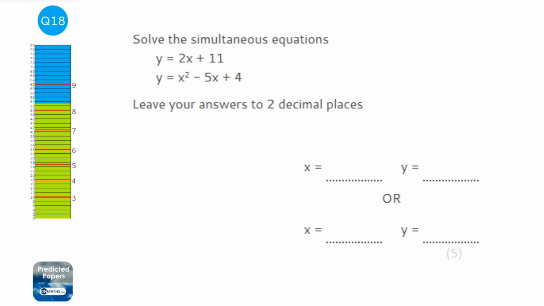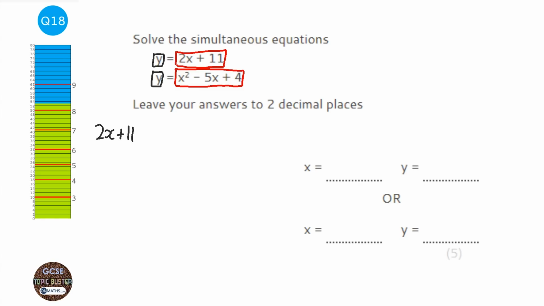Okay, so we've got a linear and a quadratic equation, and so the way of doing these is slightly different. If you notice that each equation has this y in, now y is going to be equal in both equations, so what we do is we just get the equations equal to each other. So we've got 2x plus 11 equals x squared minus 5x plus 4. Now we can get them equal to each other because if we're solving, y is exactly the same thing. So we're just getting them equal to each other because they both equal y.